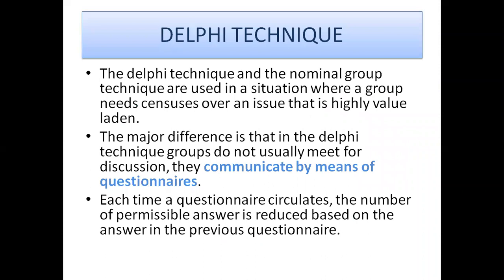Know the Delphi technique. The Delphi technique and the nominal group technique are used in a situation where a group needs consensus over an issue that is highly value-laden. The major difference is that in the Delphi technique, groups do not usually meet for the discussion. They communicate by means of questionnaires. Each time a questionnaire circulates, the number of permissible answers is reduced based on the answers in the previous questionnaire.